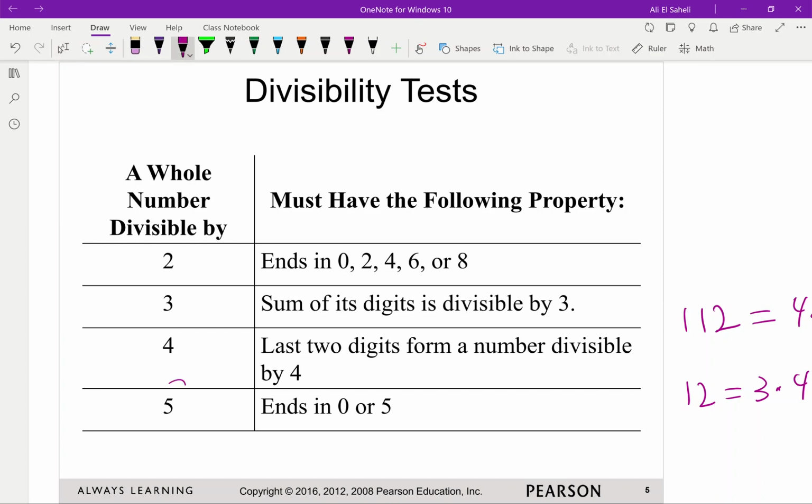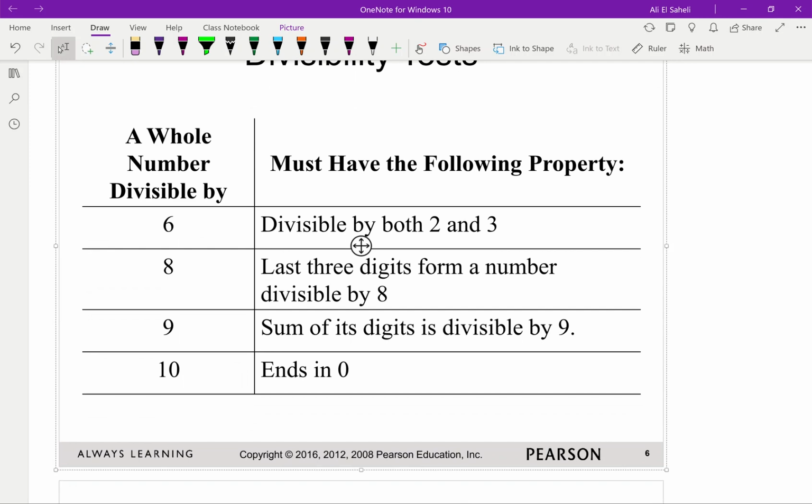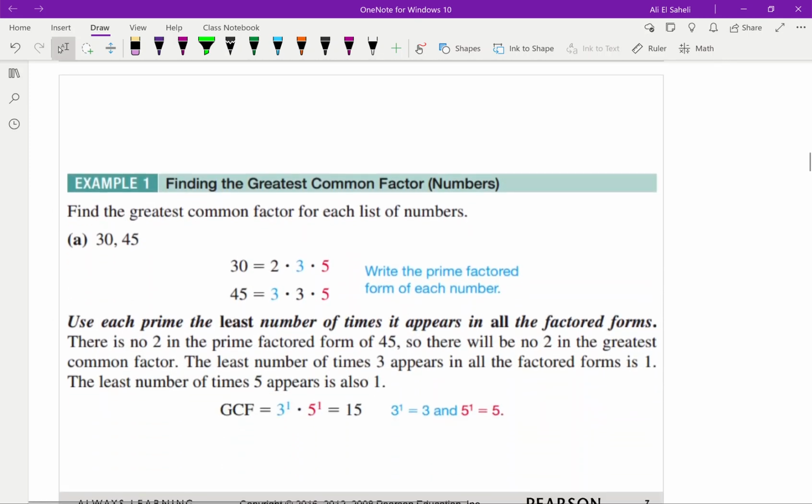A whole number is divisible by 5 if it ends in 0 or 5. This is probably more obvious. 10 ends with 0. Obviously, 10 is 2 times 5. 15 is 3 times 5, and so on. Multiples of 5 probably are the easiest to deal with. You can look at those. They are not as useful as the previous ones.